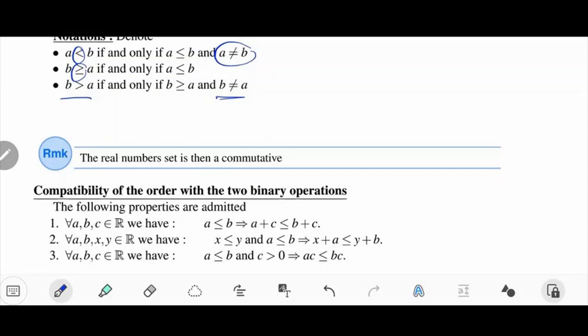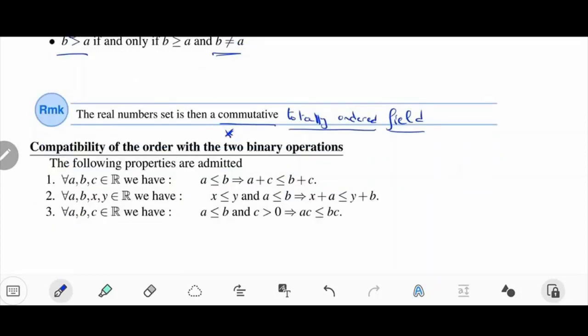So to sum up, we will say that the real number set is a commutative, totally ordered field. There is something missing in the PDF here, so I will add it. So commutative because times is commutative. Totally ordered, we explained what it is, and field because it has all the properties for plus and minus.